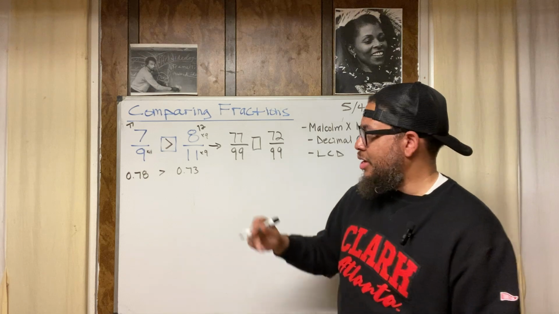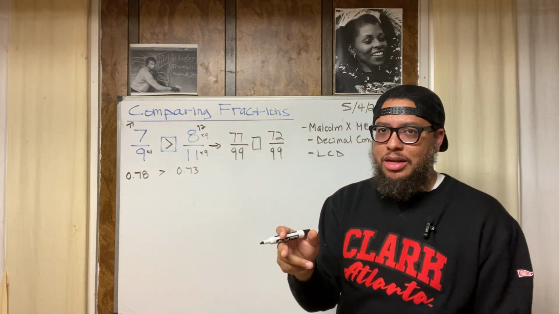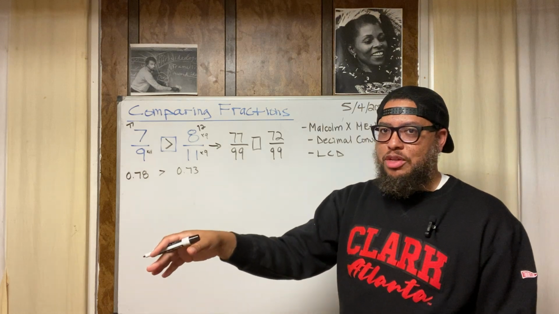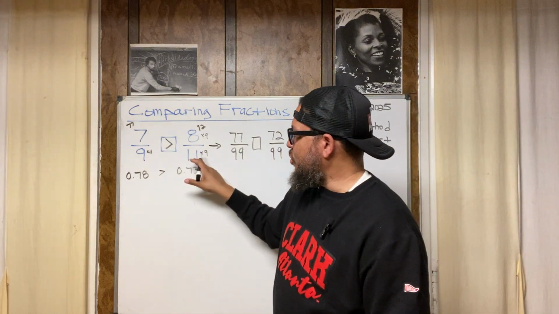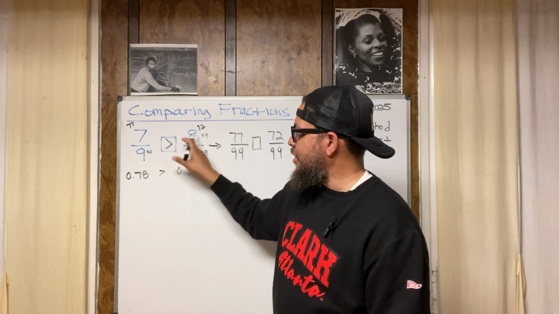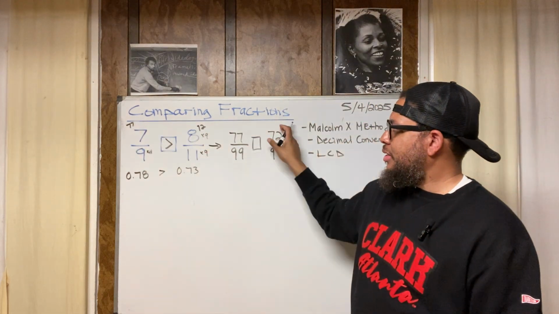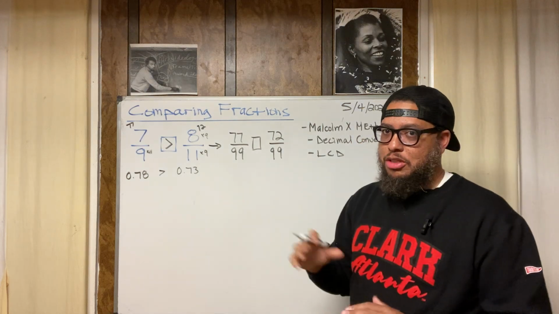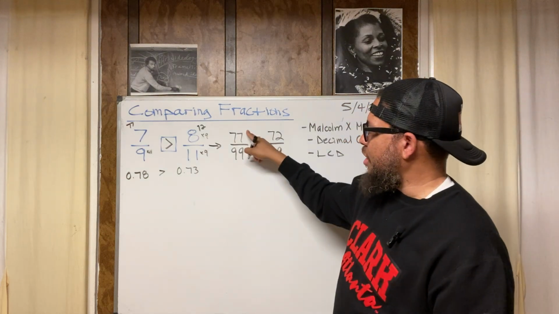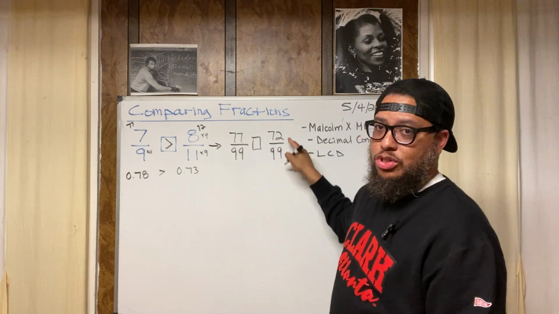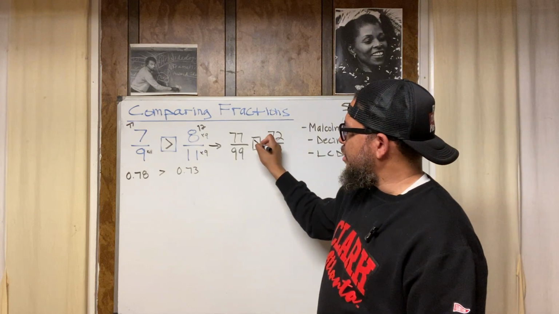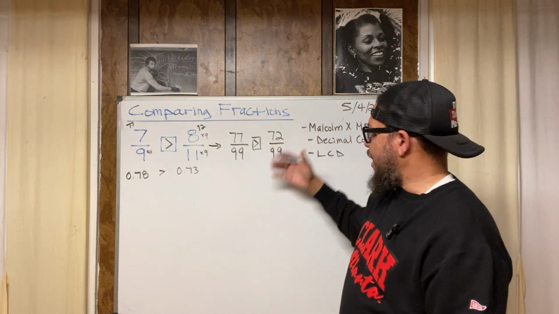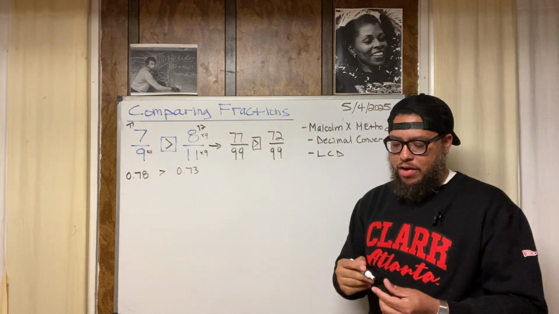And look at the coincidence. Remember when we used the Malcolm X method from the beginning? Shout out to the ancestor, Omowale Malcolm X, 100th birthday, May 19th, 2025, right? Didn't we do 11 times 7 and get 77? Then we do 9 times 8 and get 72. See how that works? It's always going to work out like that. All these methods are connected to each other. So 77 of these is more than 72 of these. That means 77/99 is bigger than 72/99. And that's how you use an LCD to compare fractions.